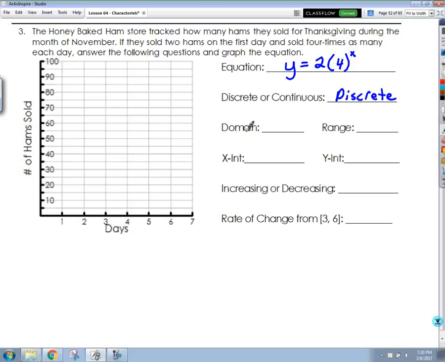Domain. Well, we can't sell 0 hams to infinity, depending if the hams last that long. The range, well, we started off with 2, and again, that could go to infinity, depending on how many hams we have. X-intercept will be none. Y-intercept will be (0, 2), because that's where we start. This will be increasing, because we're selling hams.